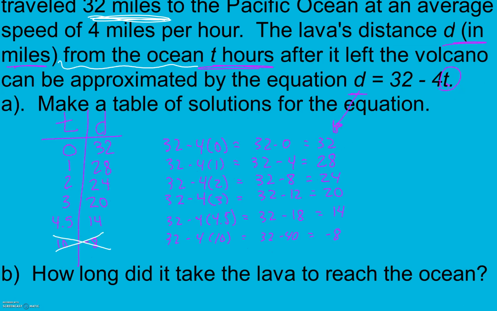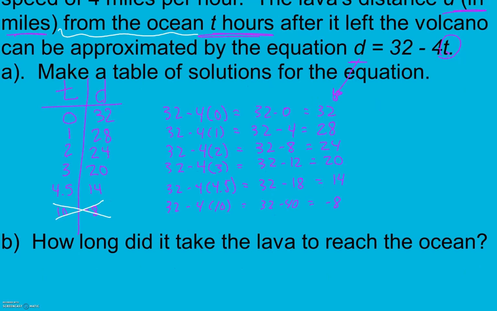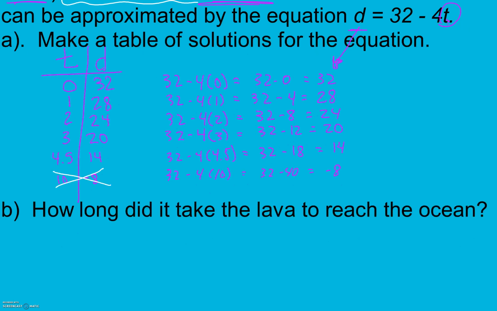And that's kind of what we want to figure out here with B. So how long did it take the lava to reach the ocean? Well, we know it didn't take 10 hours because at 10 hours it was already there. And at 4.5 hours, it wasn't there. So here we're just going to try a couple more values. We could try 6, let's say.